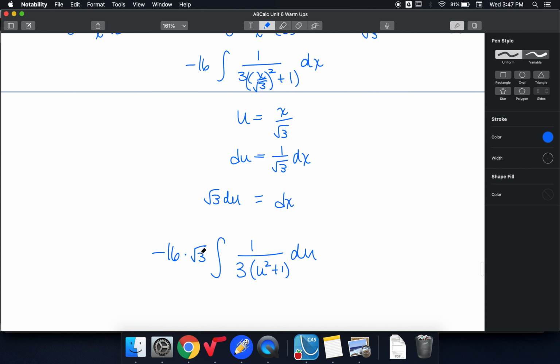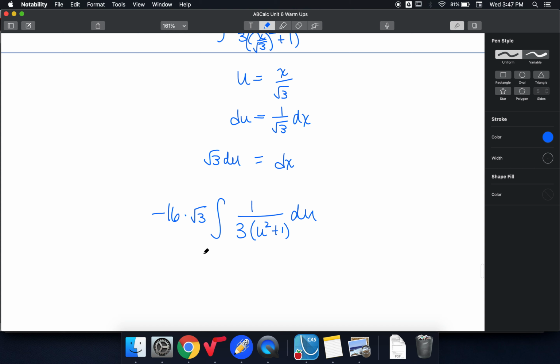But notice that root 3 over 3, well, that's the same as 1 over root 3, because this is root 3 squared. So I get negative 16 over root 3, and 1 over u squared plus 1 integrates to tan inverse of u plus c. I hope that helped.